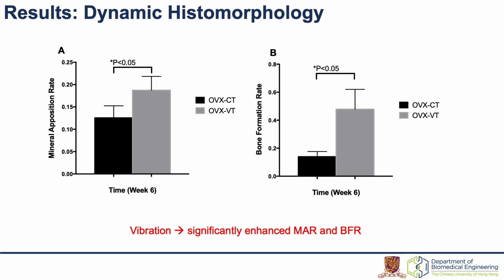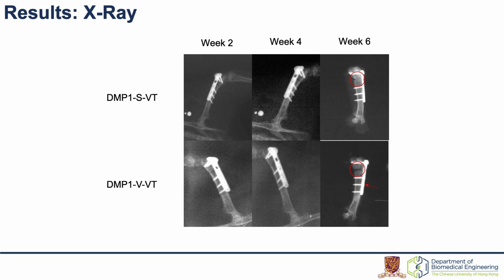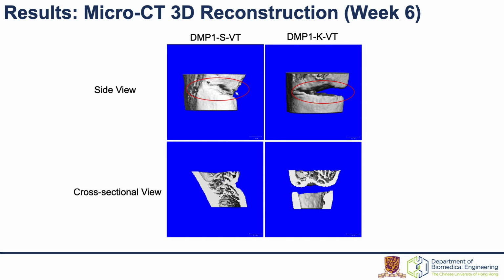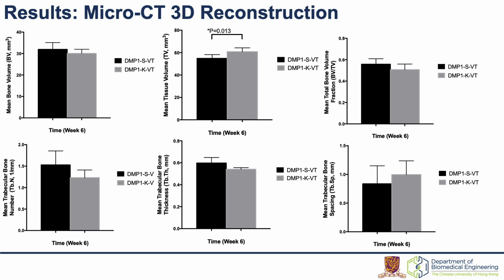Here come the results. It was found that MAR and BFR were significantly enhanced by vibration, as shown in the graph. Also, it was noticed that at week 6, the fracture gap was wider for the DMP1 knockdown group, and the normalized intensities were higher in DMP1 scramble with statistical significance. 3D models were reconstructed and showed that the fracture gap was filled in scramble, but not in knockdown. For bone volume, trabecular bone number, and thickness, DMP1 scramble was higher than DMP1 knockdown, but the tissue volume and trabecular bone spacing of DMP1 knockdown were instead higher.